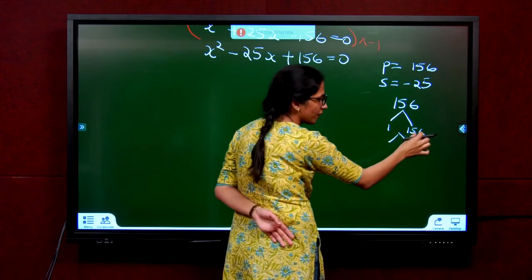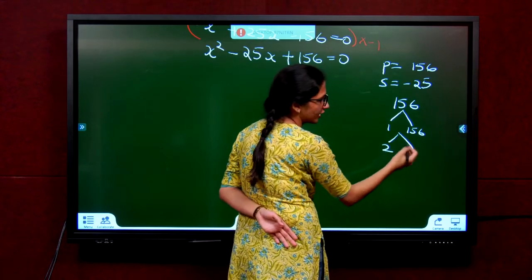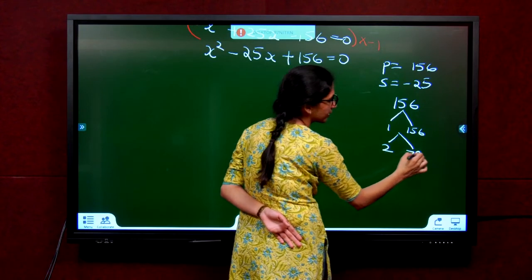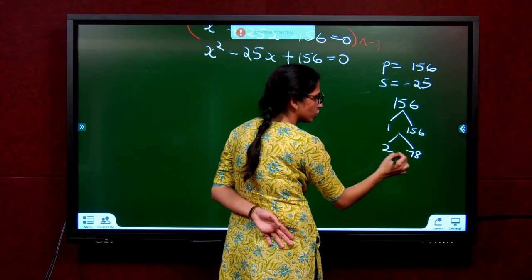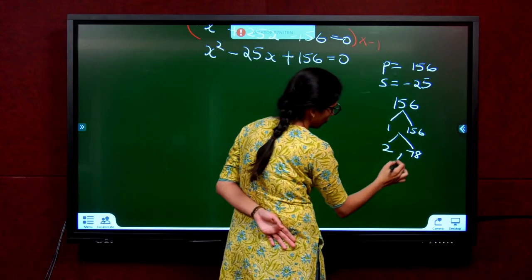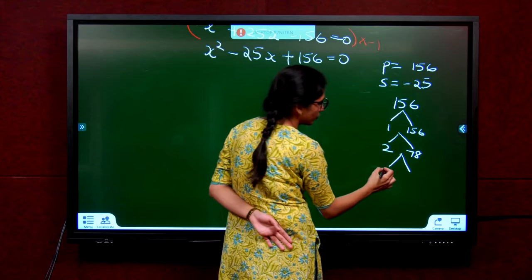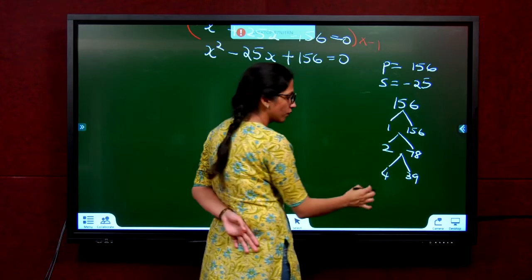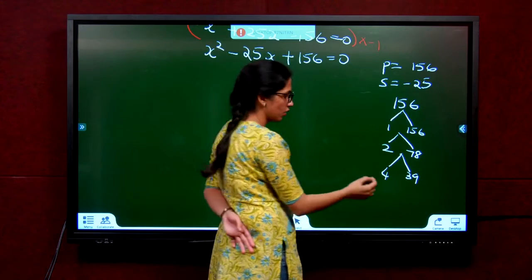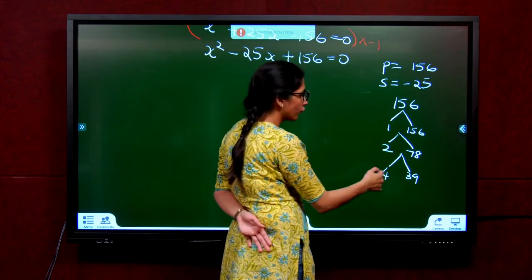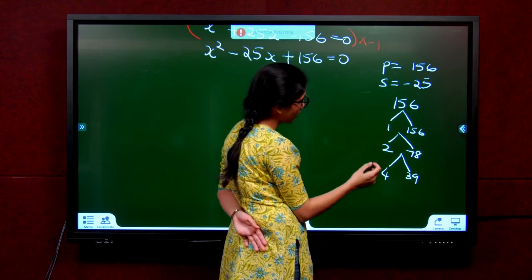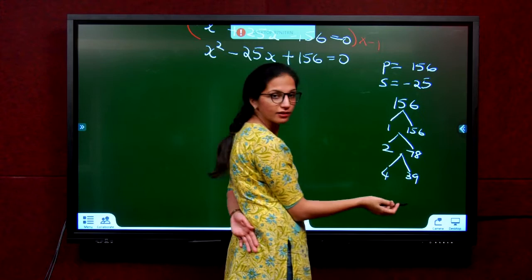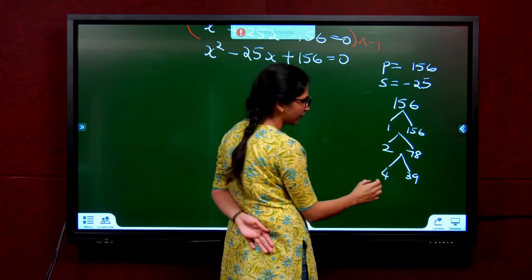Next, from the 156 take 2. So if I take 2 here, what is remaining? 78. Next, 2 and 78, will it give 25? No. From 78, take another 2. So this will be 4, this will be 39. 4 and 39, does it give 25? 4 plus 39, 43. 4 minus 39 is minus 35. Still not giving minus 25.